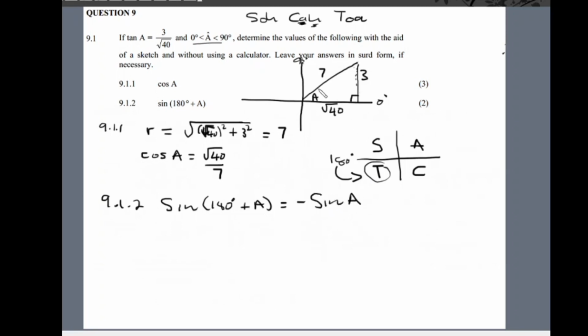And then from our diagram in SOHCAHTOA, we know that sine is opposite over hypotenuse, right? The opposite side is 3 and the hypotenuse is 7, so minus sine A will be minus 3 over 7. Okay, moving on to the next question.